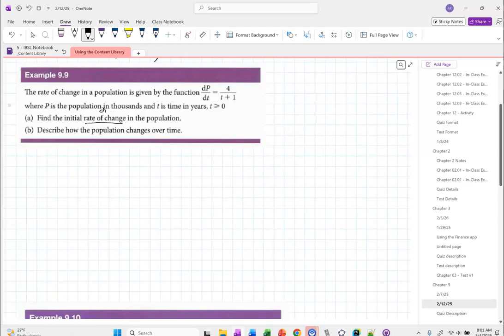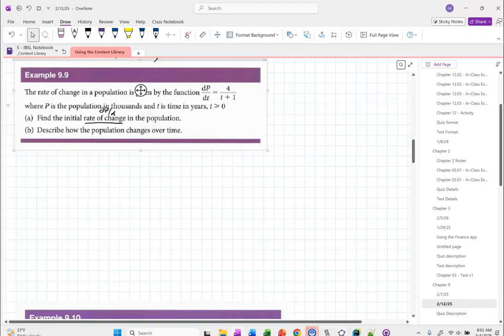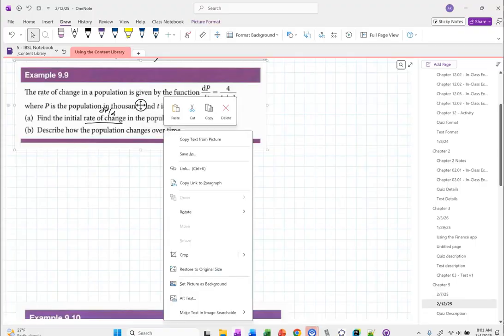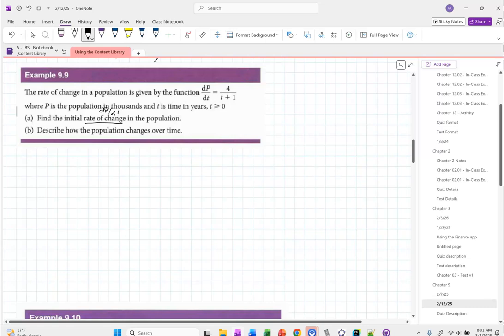So when I see rate of change, that's looking for a value for dP/dt. Right? Rate of change is a derivative. I hear that in a question, I'm looking for a derivative. So the derivative dP/dt requires us to input a value for t in order to get that rate, correct? So what value of t does initial mean? 0.